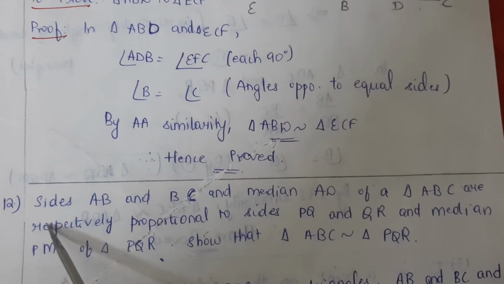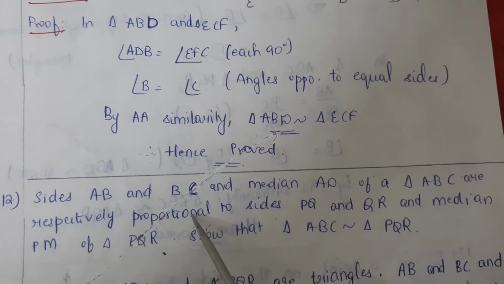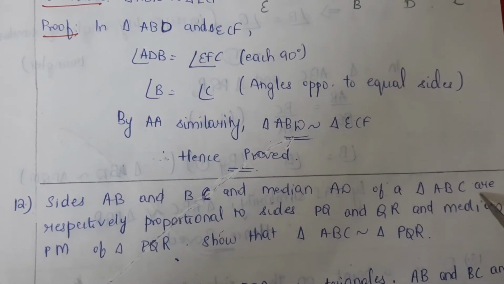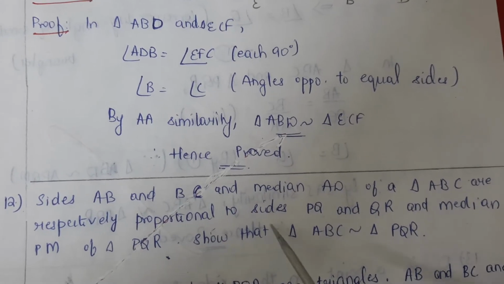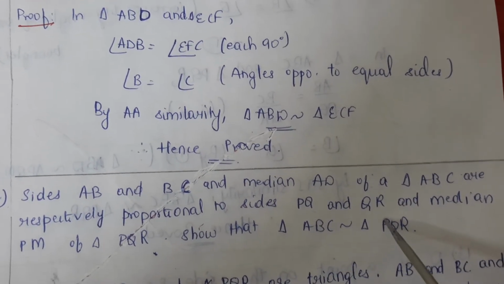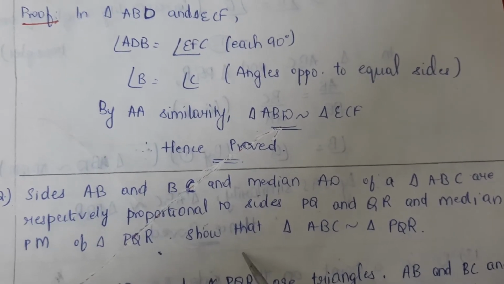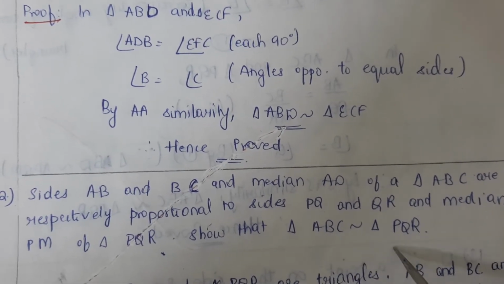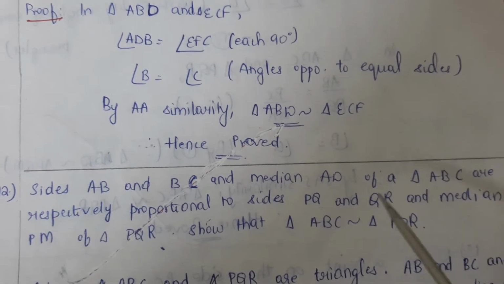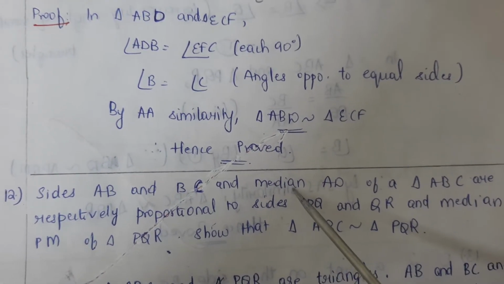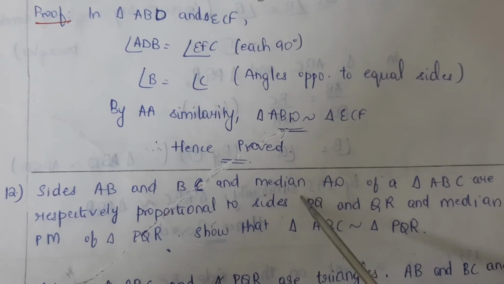The next question is the 12th one. Sides AB and BC and median AD of a triangle ABC are respectively proportional to sides PQ and QR and median PM of a triangle PQR. Show that triangle ABC is similar to triangle PQR. First let us know, what is a median? Median is the line drawn from the vertex to the middle point of the opposite side.